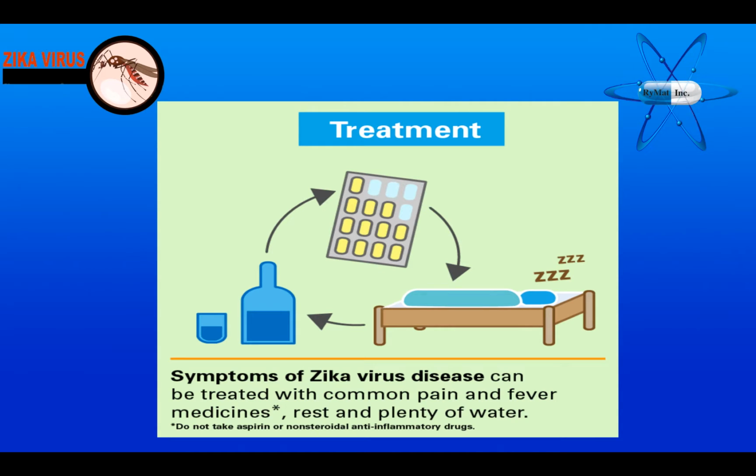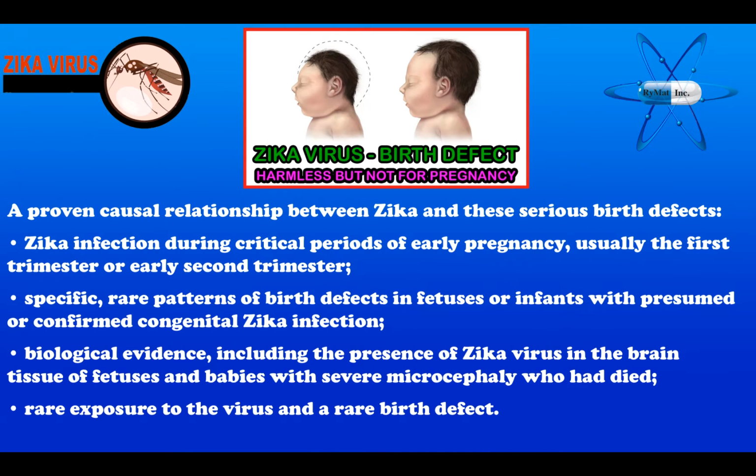The major concern of Zika is, of course, with respect to birth defects. A proven causal relationship between Zika and these serious birth defects rests on Zika infection during critical periods of early pregnancy, specific rare patterns of birth defects in fetuses or infants with presumed or confirmed congenital Zika infection, biological evidence, including the presence of Zika in the brain tissue of fetuses and babies with severe microcephaly who had died, rare exposure to the virus, and a rare birth defect.